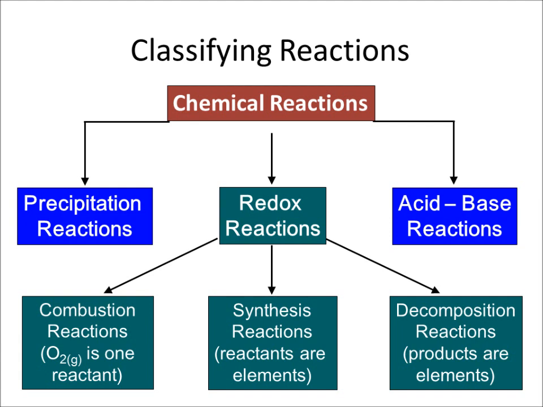Redox reactions can be classified in different ways. Combustion, where oxygen gas is one of the reactants. Synthesis reactions are where the reactants combine to form bigger, more complicated structures. And decomposition reactions are where the reactants get broken up into smaller pieces, including element products. So we'll see some of this.